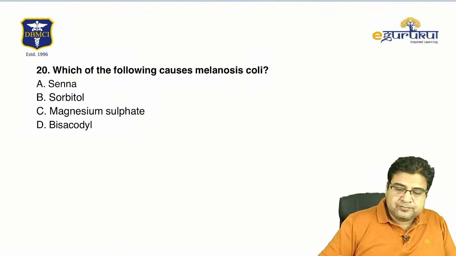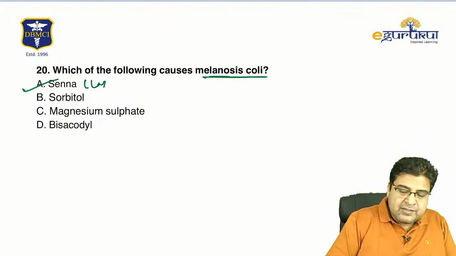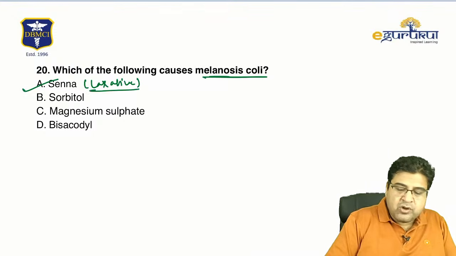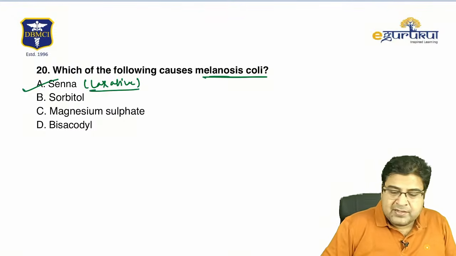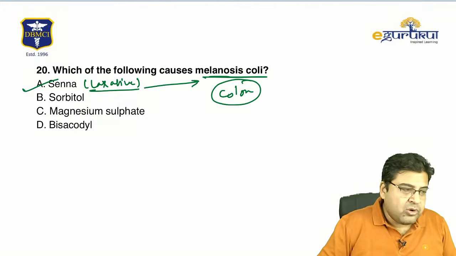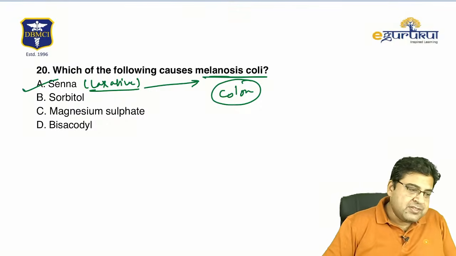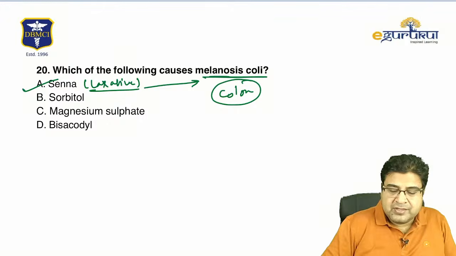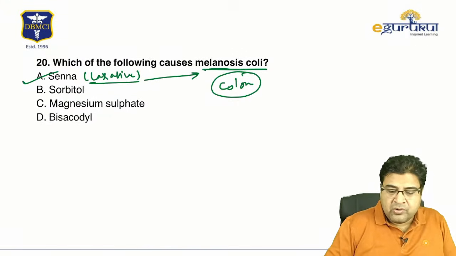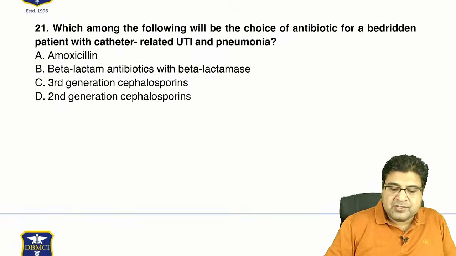Question number 20. Which medicine can cause melanosis coli? So the drug is Senna. Now Senna is a laxative. This medicine is given for constipation, and this medicine can cause hyperpigmentation of the colon. Hyperpigmentation of the colon, we call it melanosis coli. When you do the colonoscopy, then you see this kind of dark color colon from the inner side. That is Senna side effect, melanosis coli.